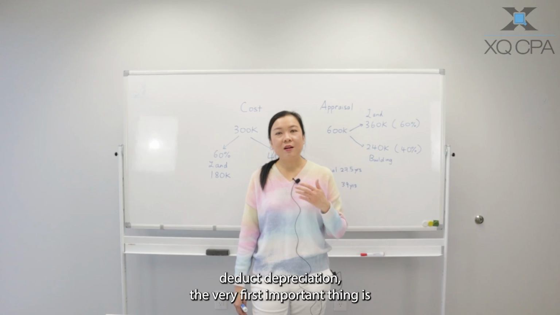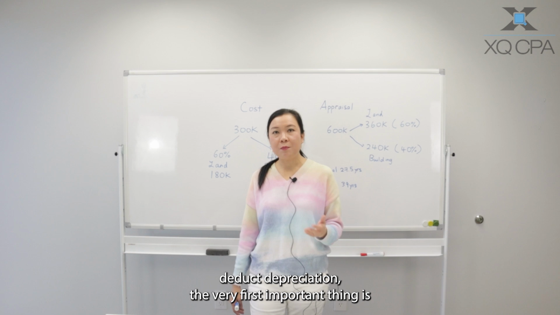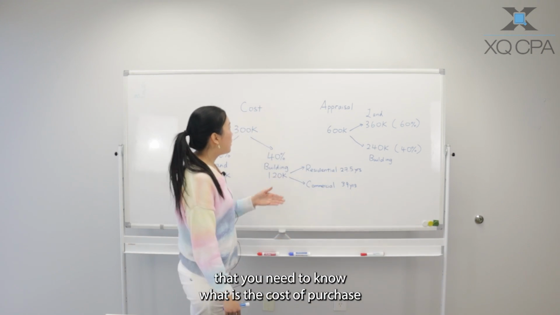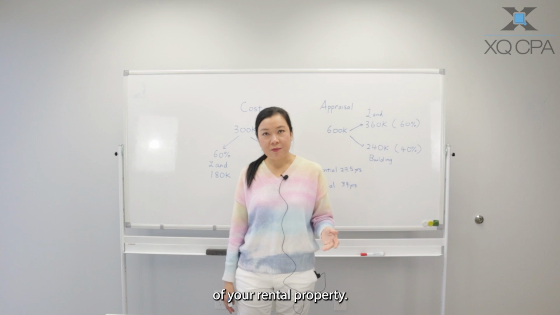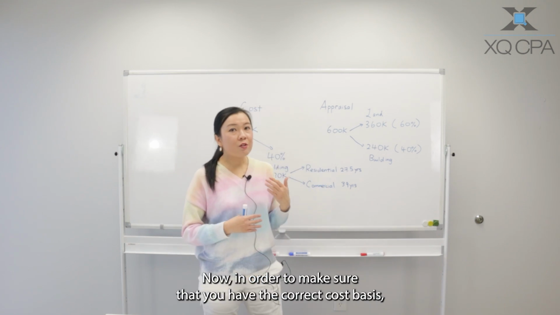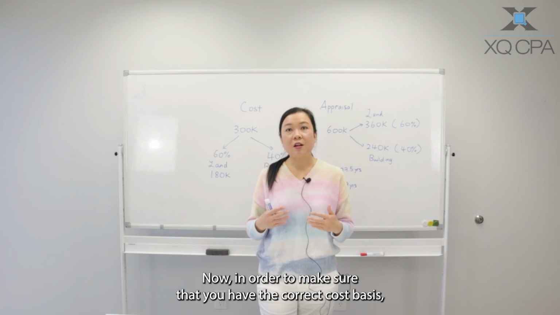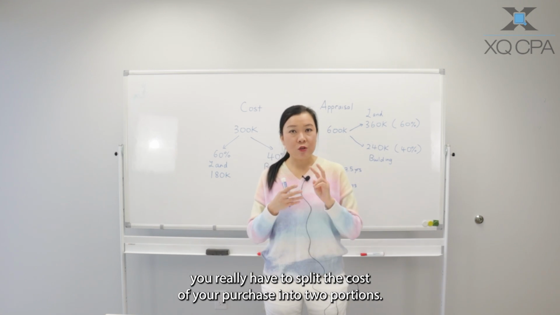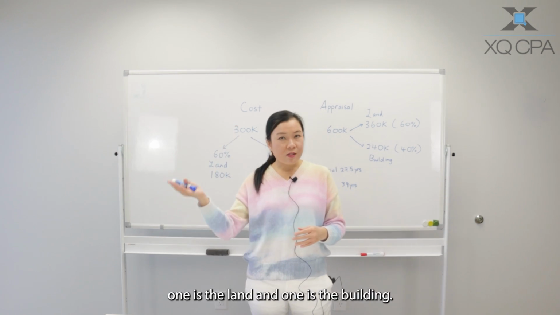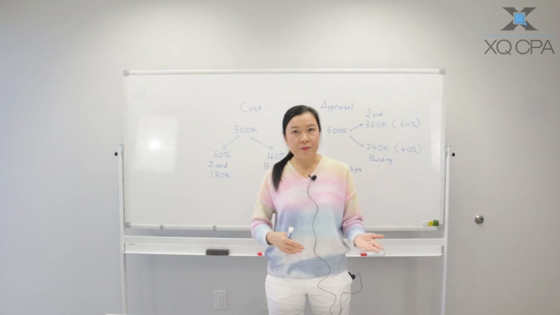In order to deduct depreciation, the very first important thing is that you need to know the cost of purchase of your rental property. Now, to make sure that you have the correct cost basis, you really have to split the cost of your purchase into two portions. One is the land and one is the building.